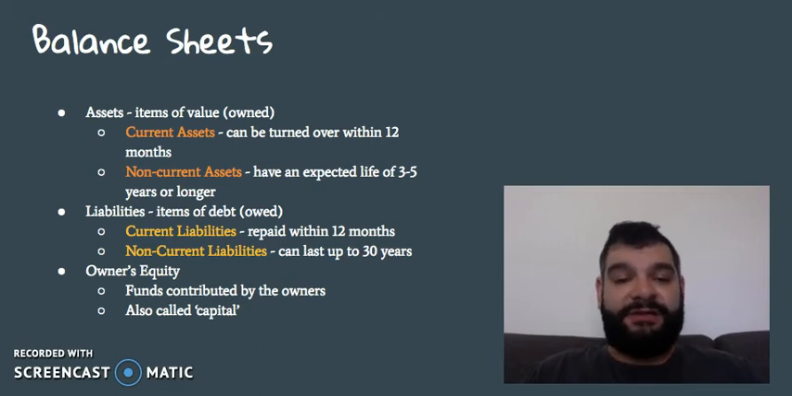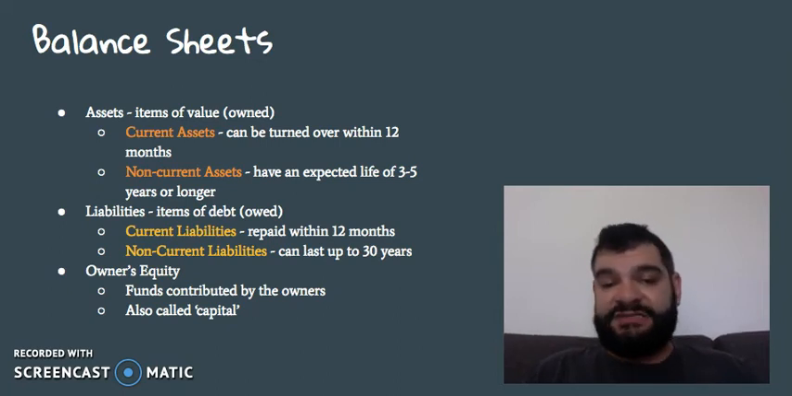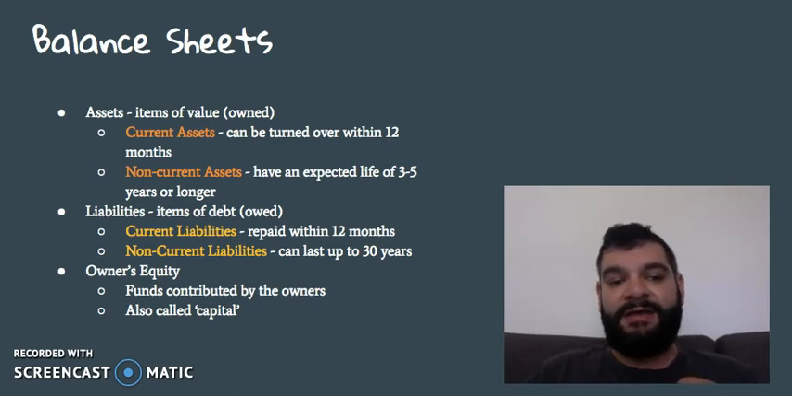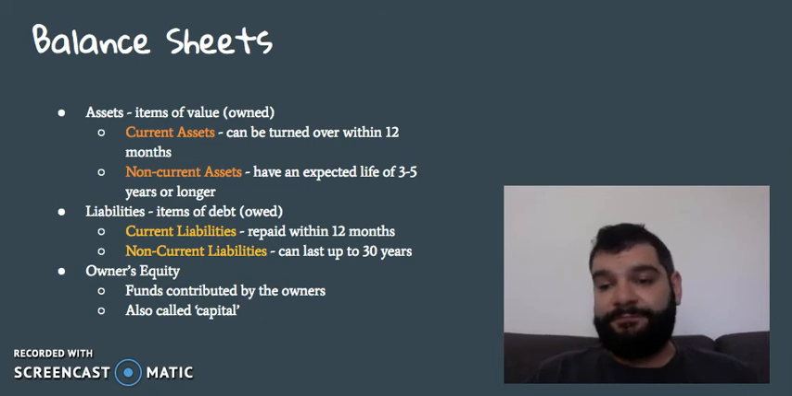We've also got liabilities. These are items of debt, so things that the business owes. And just like in assets, there are both current liabilities and non-current liabilities. Current liabilities are repaid within 12 months. They're very short loans. An example may be a bank overdraft. They pay those back normally after a couple of months. A non-current liability can last up to 30 years, so this is more likely to be a mortgage.